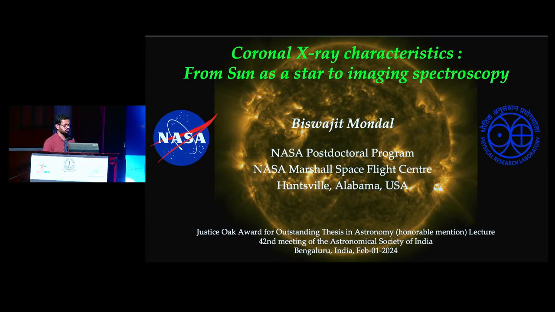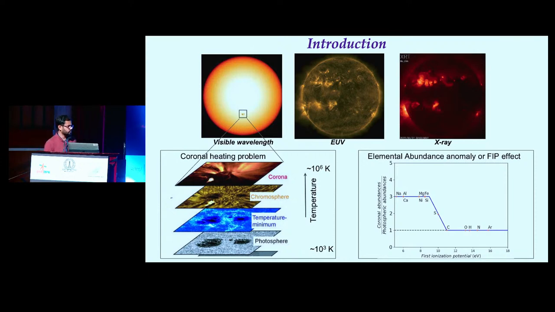So as the title suggests, my work is on the solar atmosphere. This is the image of the Sun in different wavelengths. The first one is in visible wavelength, which represents the solar surface. And this is the UV and X-ray image, which basically comes from the solar atmosphere. If we zoom into this portion of the Sun, it shows how the different layers of the Sun, from the photosphere to the corona, look at different wavelengths. The temperature at the surface is on the order of 10^3 Kelvin, whereas the corona is millions of Kelvin, which is much hotter than the solar surface.